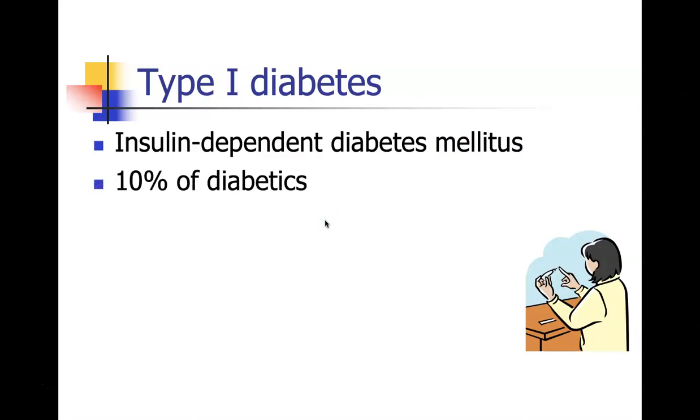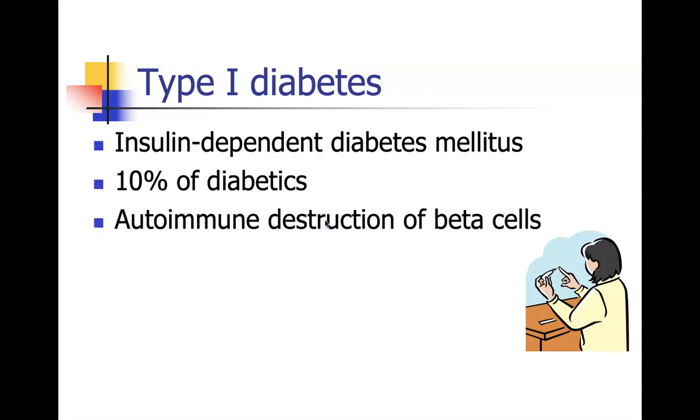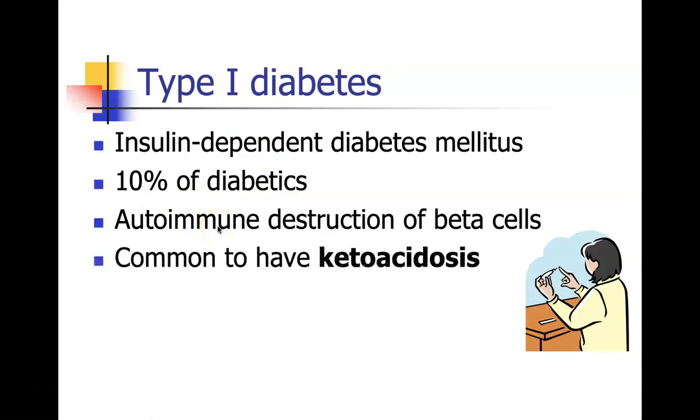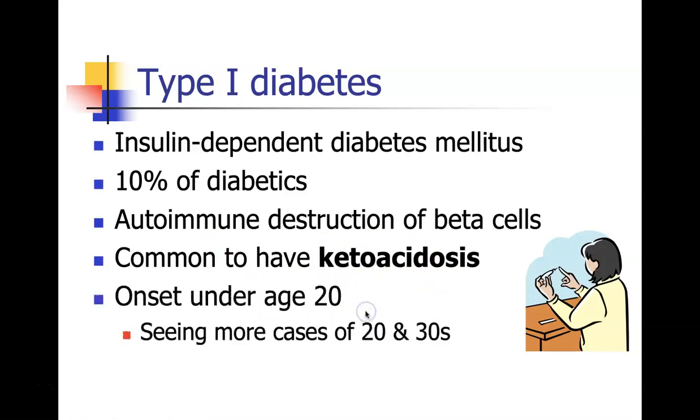Only about 10% of diabetics are type 1. And this is because type 1 diabetes is caused by autoimmune destruction of the beta cells of the pancreas. So that means that people cannot produce insulin. It's common, particularly if it's uncontrolled, to have ketoacidosis. And this is going to be a childhood onset, though we are seeing more cases of it onsetting in the 20s and 30s, which is a major question about autoimmune diseases. But typically this is going to be childhood onset before the age of 20.